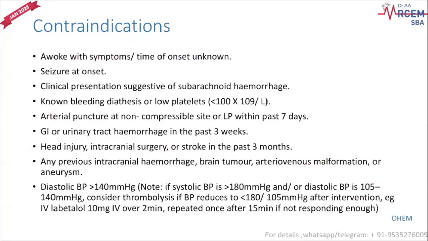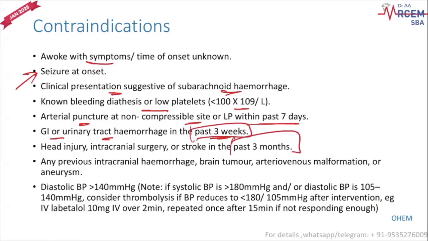What are the contraindications for thrombolysis? You cannot always use thrombolysis. What are the contraindications? A wake-up stroke. Seizures at onset itself. Clinical presentation suggestive of an SAH. SAH causes a focal neurological deficit rather than a stroke, so then you are not doing it. Low platelets, that means less than 1 lakh. Arterial puncture at a non-compressible site, or an LP done within 7 days. Any GI bleed or urinary tract bleed in the last 3 weeks.